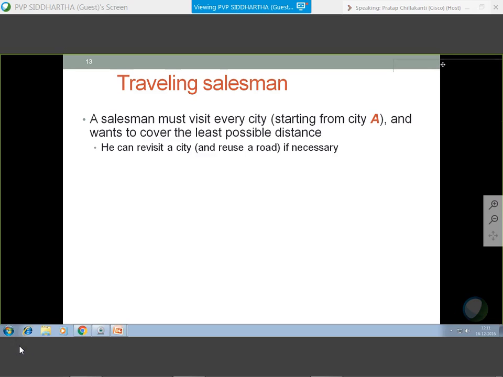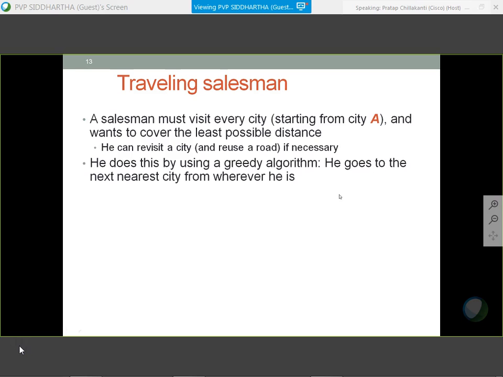I do not know if you have heard about this traveling salesman problem in intermediate or engineering math in first year. A salesman must visit every city starting from city A, and the goal is obviously to minimize the cost, meaning distance in this case. So how does he do that? He uses a greedy algorithm. He goes to the next nearest city from wherever he is.